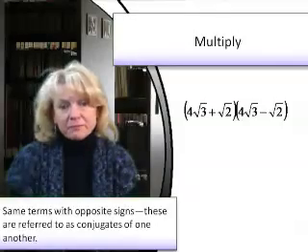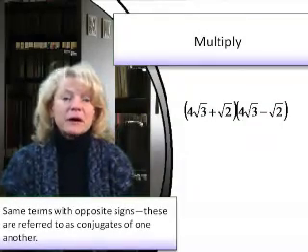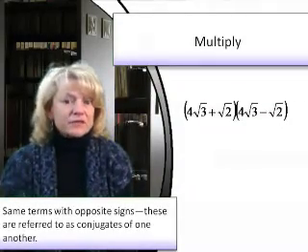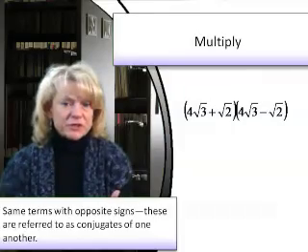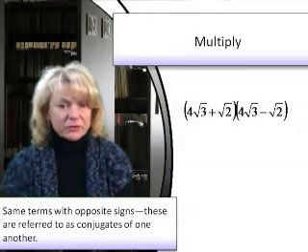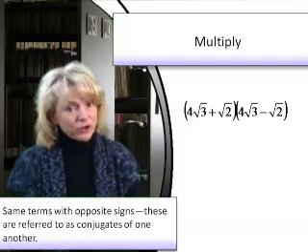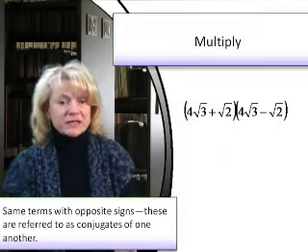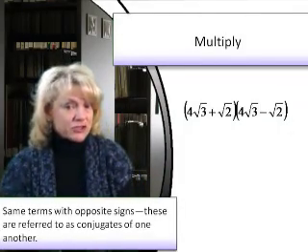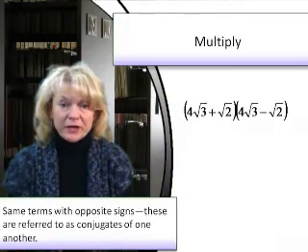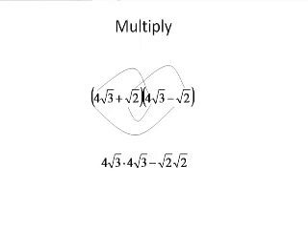Again, here we multiply binomial factors by FOILing. This time we're looking at same numbers with the opposite signs in those binomials. So on this one, we are multiplying our binomial by what we refer to as its conjugate. And something special is going to happen with this product. We'll see at the end.